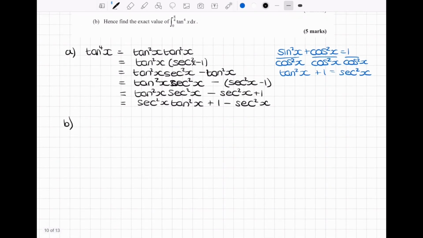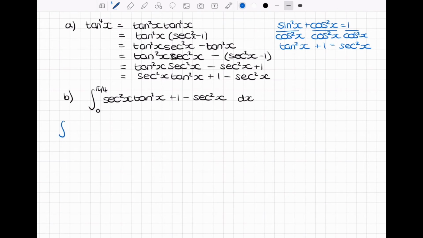For part B, we need to find the exact value, so still in terms of pi, of the integral between 0 and pi over 4. Because it's a hence question, I'm going to use what I've just proved in the last part. The worst part to integrate there will be the tan squared times sec squared, so I'll look at just that part first. And then we can easily integrate the 1 and the minus sec squared at the end.